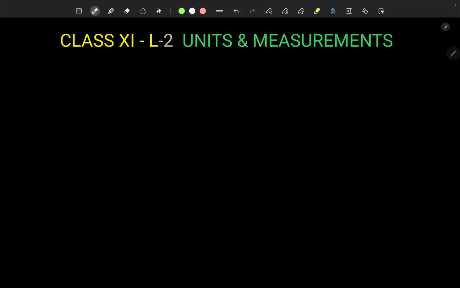Hello everyone, welcome to our lecture number 2, that is the chapter units and measurement of class 11. So in lecture number 1 we have discussed up to system of units, that is CGS, MKS and FPS system. Next we will discuss SI system.